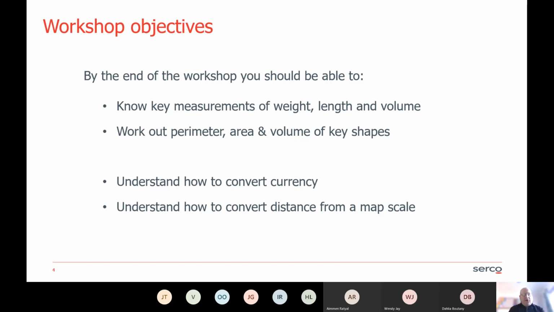And then, as I say, separately looking at the measure section, we'll look at converting currency and converting distance and looking at map scales particularly. Those follow on a little bit from the last webinar where we talked about ratio. If anybody was at that or was in the recording, they follow on quite nicely from that, but they are specific to measures, if you like. That's why I put them in here.